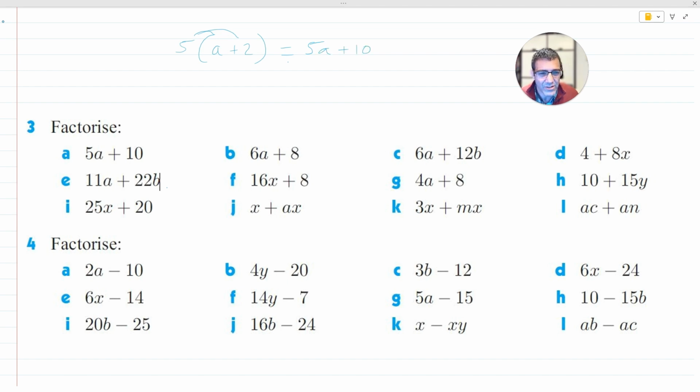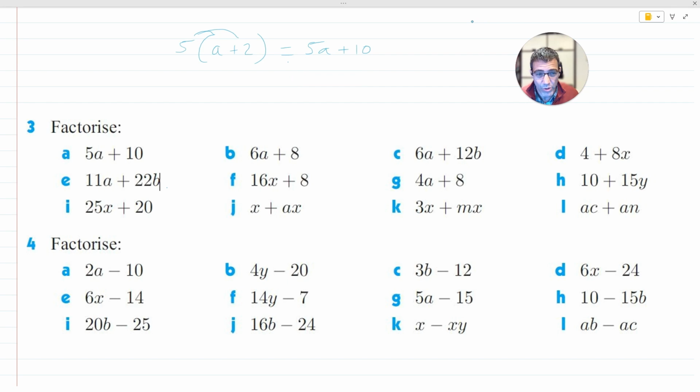So the process of factorization is the inverse process of that. How do we go from 5a plus 10 back to 5 times a plus 2? And the way that we do that is we try and identify common factors between 5a and 10. If you look at 5a, you notice that it's 5 times a, and if you look at 10, you notice it's 5 times 2. And so both of those have a 5 inside. So what you could do is take out the common factor, which is a 5, and then open a bracket. So this is what we're going to do with all of these questions.